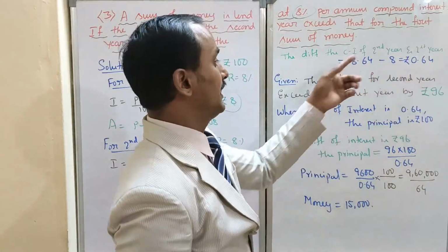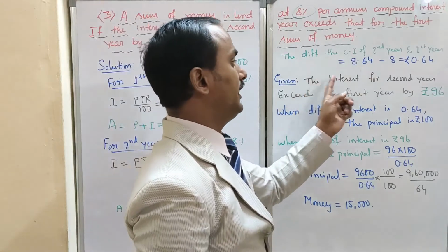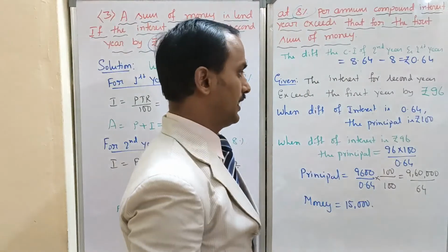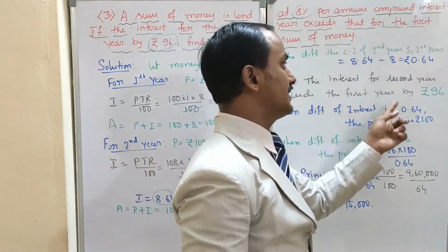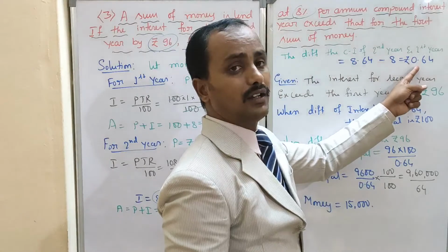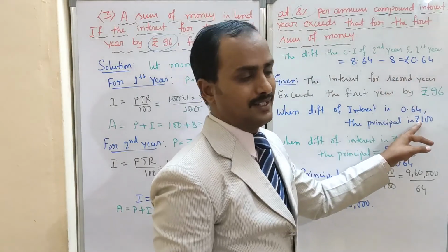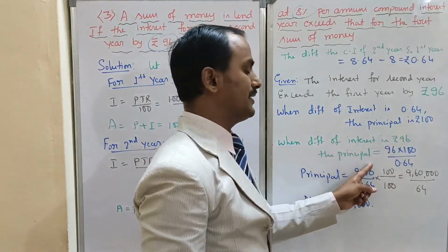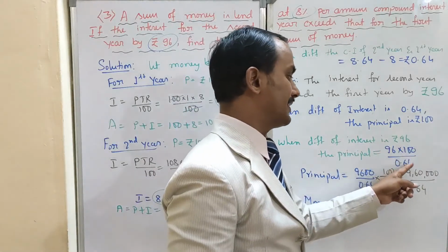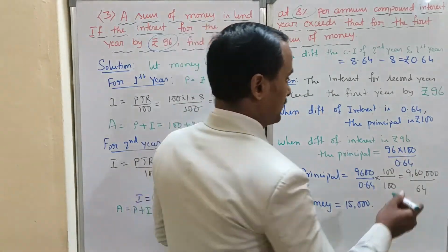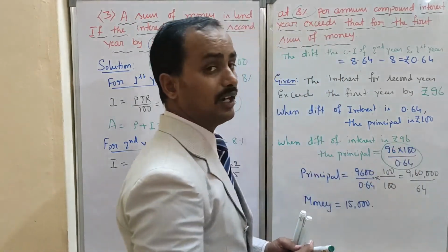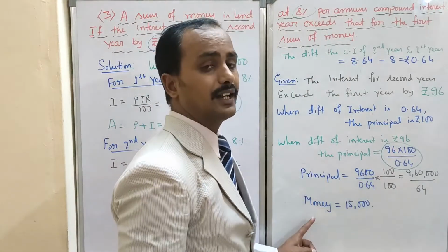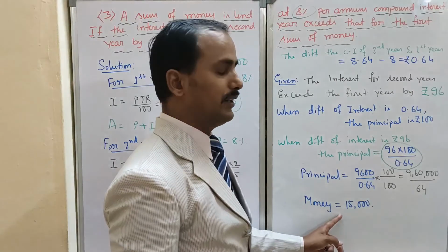Why did I write this? The given data is similar. The interest of the second year exceeds that of the first year by rupees 96, I wrote. When the difference of interest is 0.64, how do we get it? By the principal 100 rupees. Similarly, when the difference of interest is rupees 96, the principal is equal to 96 into 100 divided by 0.64. How I wrote this, I already explained, by using the formula. Finally, the principal, which is nothing but the required money, is 15,000. The required sum of money is 15,000.